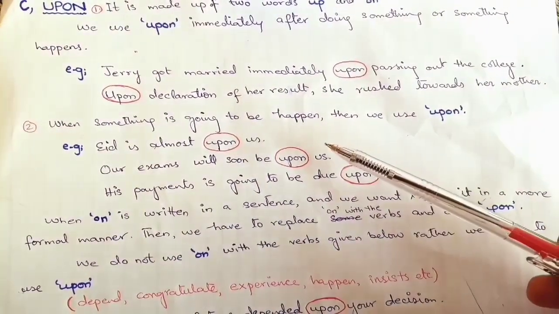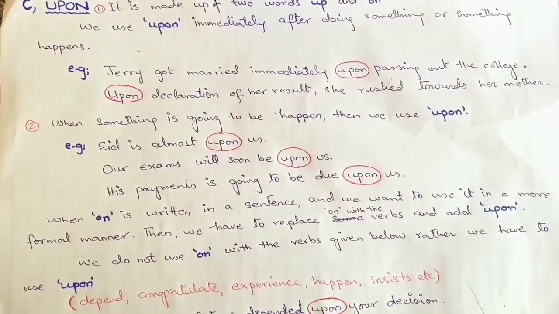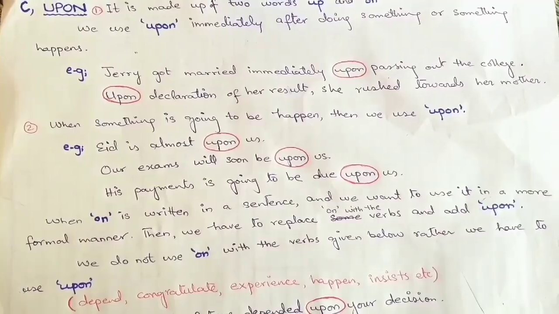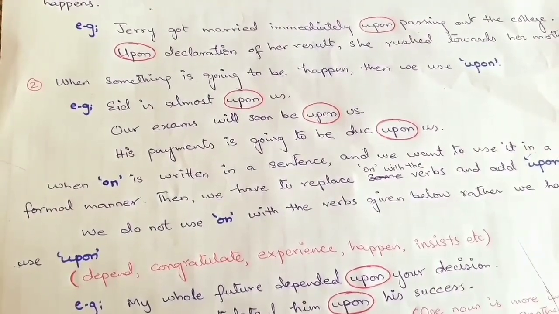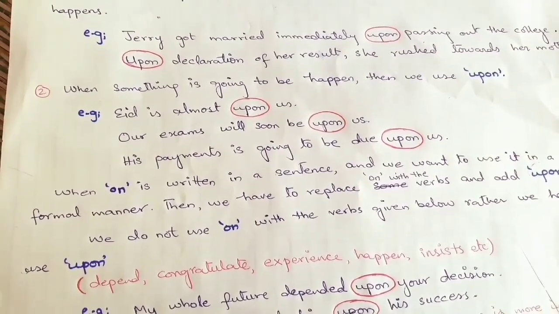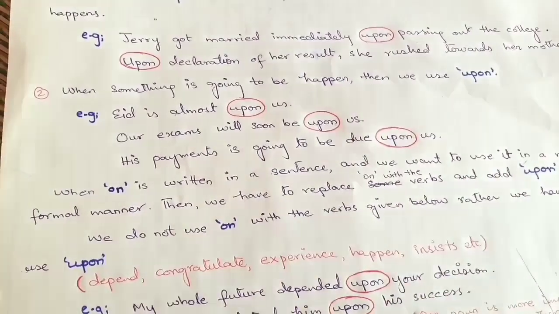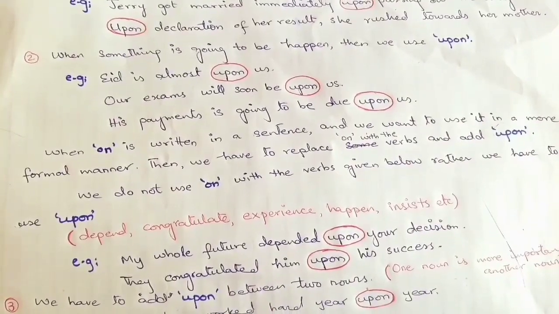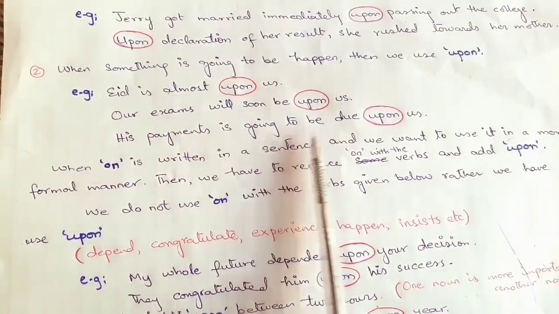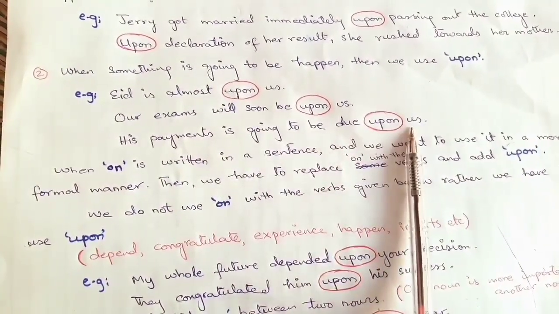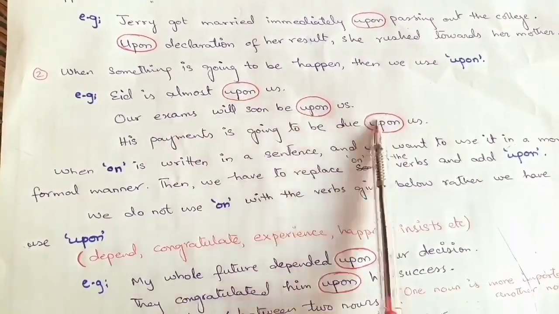This sentence doesn't mean that Eid is on our heads. No. Rather, it means that Eid is very near to us. Or it means that the Eid festival or event is very near to come. Secondly, our exams will soon be upon us. It means that the exams are very near. Thirdly, his payments are going to be due upon us. So in all of these examples, we have used upon.